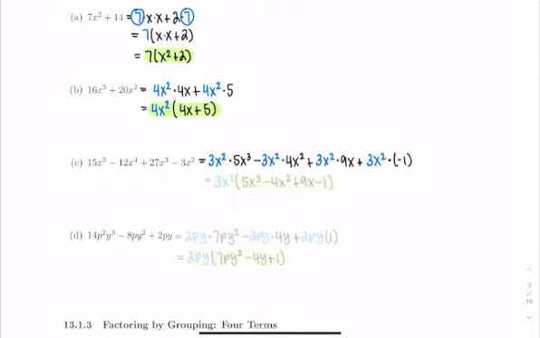So again, what they all have in common is what gets pulled out front. So our 3x squared comes out front, and everything else goes inside the parentheses, including the signs. 5x cubed minus 4x squared plus 9x minus 1.